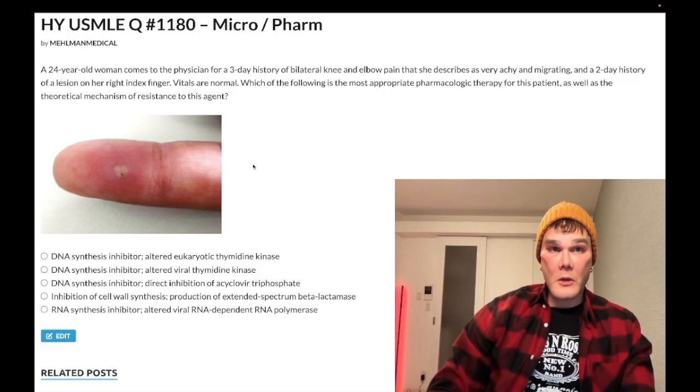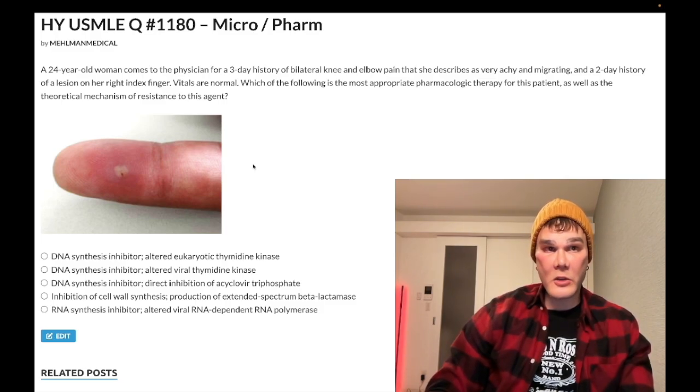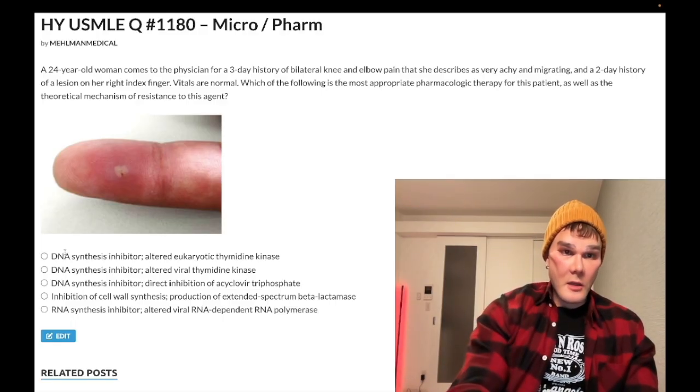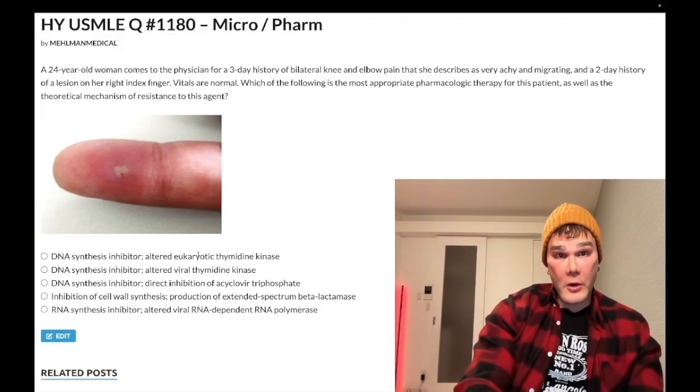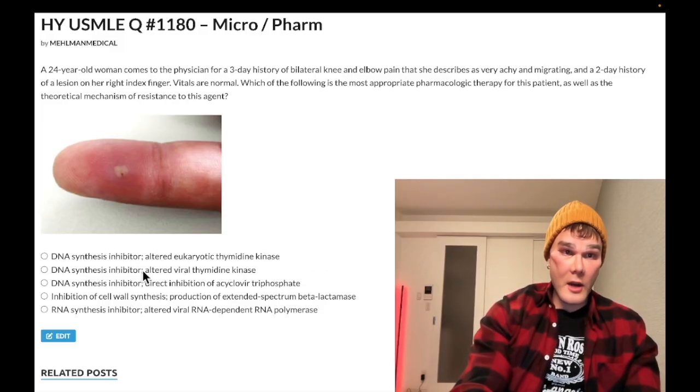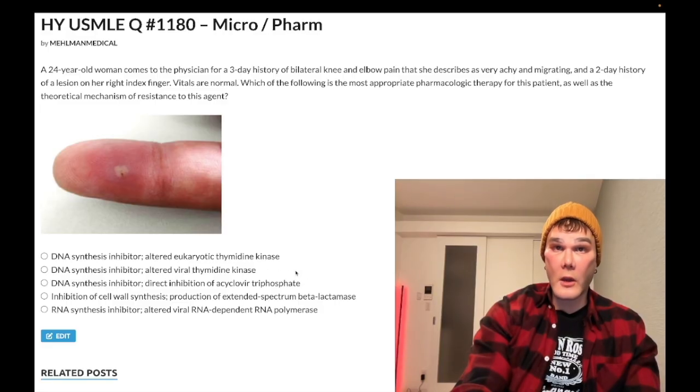All right. USMLE is not going to ask you a double-ish question like this. I'm just doing it for your learning, but it's two birds with one stone. Let's just hop through. DNA synthesis inhibitor, altered eukaryotic thymidine kinase, wrong answer. All of these DNA synthesis inhibitor answers are wrong.